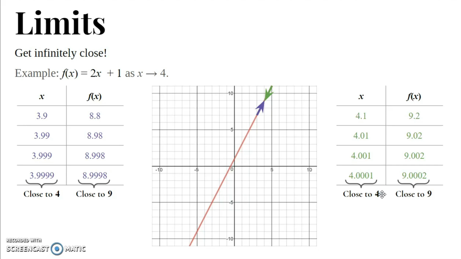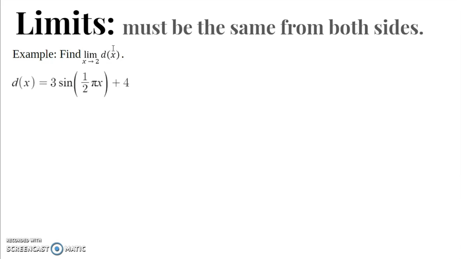4.0001 is even closer to 4 and will result in even closer to 9. And this is similar to the other side, and it can also go on infinitely. Another thing about limits is that they must be the same from both sides. So let's look at an example. Find the limit of d of x as x approaches 2, where d of x equals 3 times sine of 1/2 pi times x plus 4.